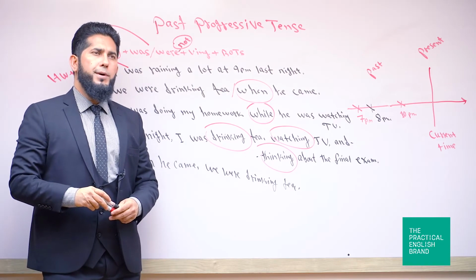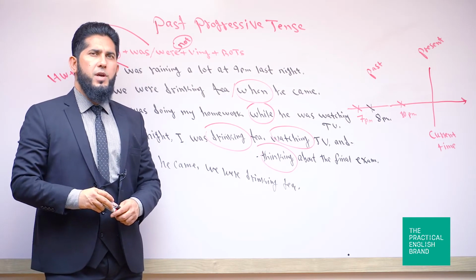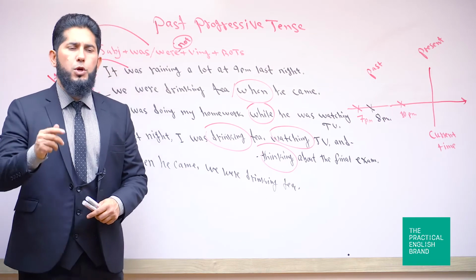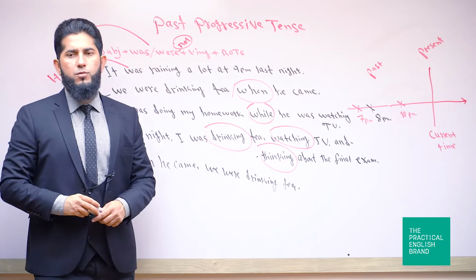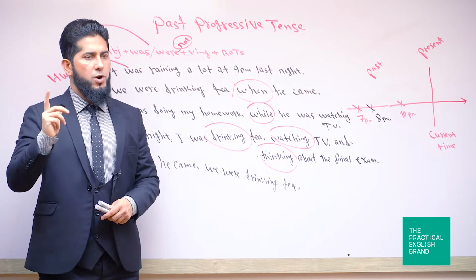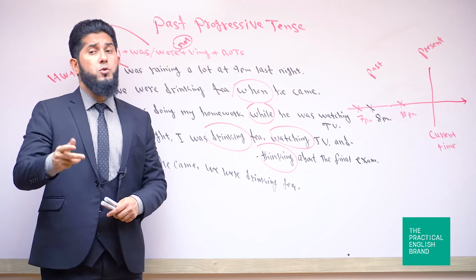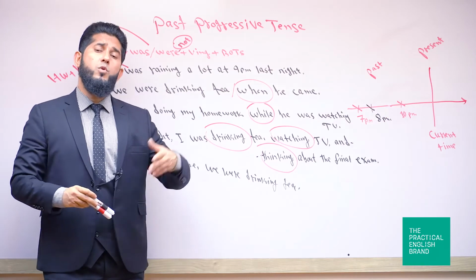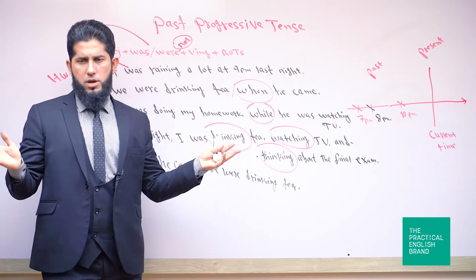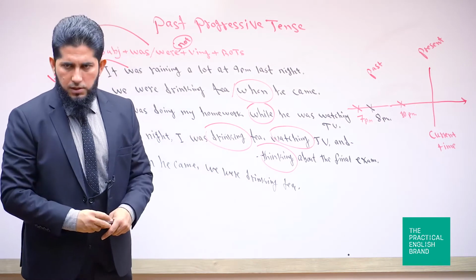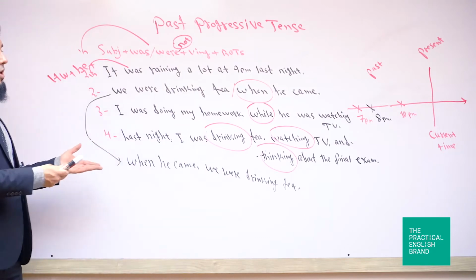Or, for example, I'm asking you, when were you walking towards Mubarak Center? When were you walking towards Mubarak? And you say, I was walking towards Mubarak Center at 9 a.m. yesterday morning. Okay? So that's possible. Understood? Is everything clear? Any questions?